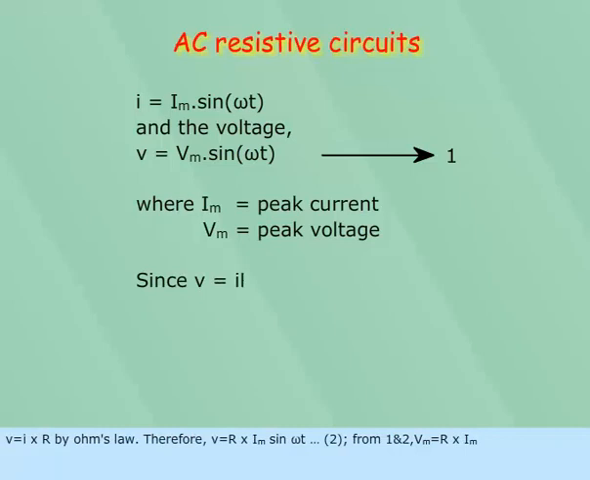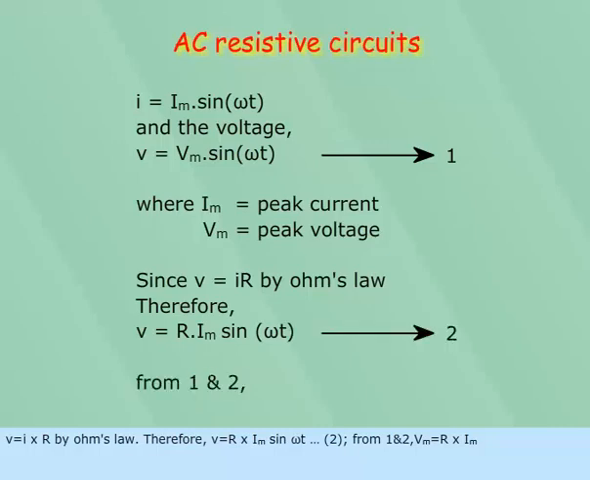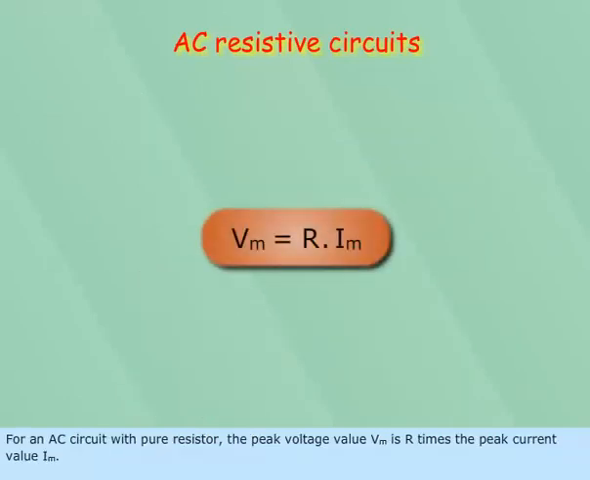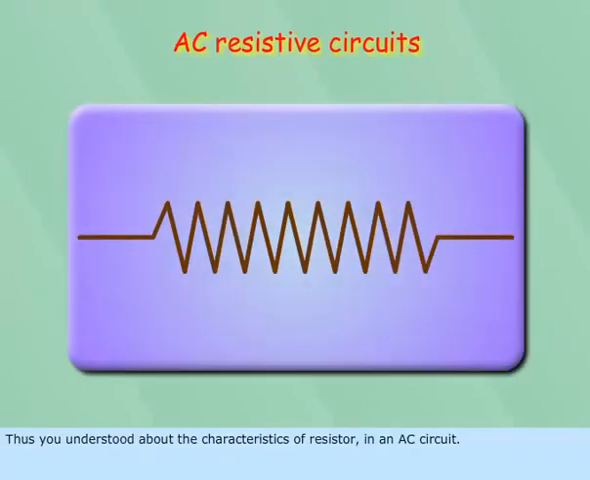v equals i times R by Ohm's law. Therefore, v equals R times I_m sin ωt. From 1 and 2, V_m equals R times I_m. For an AC circuit with pure resistor, the peak voltage value, V_m, is R times the peak current value, I_m. Thus you understood about the characteristics of resistor in an AC circuit.